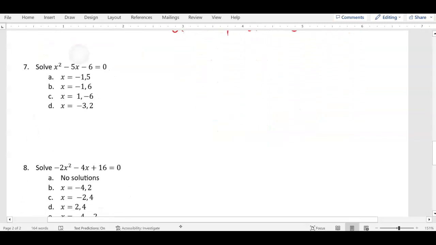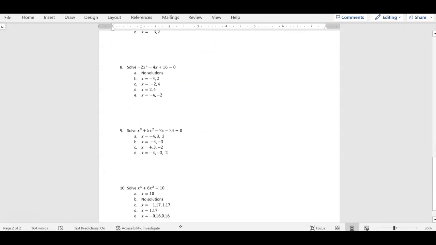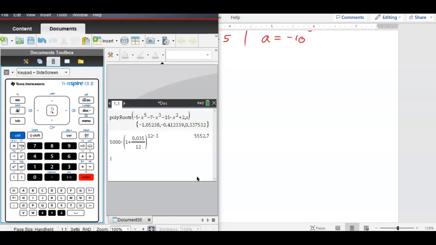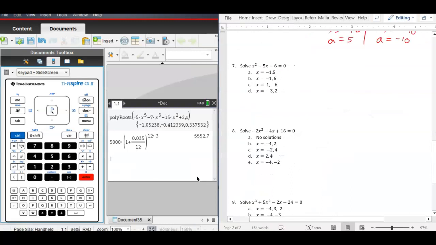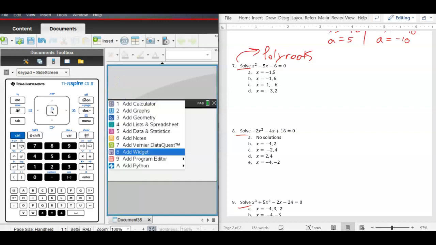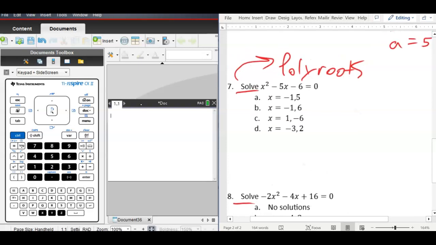All right. Now solving these, 7, 8, 9, 10. We can do all of these with our calculator if we use not spreadsheets, if we use polyroots. Okay, so your new document, don't save number 1. And let's do the polyroots here, okay?